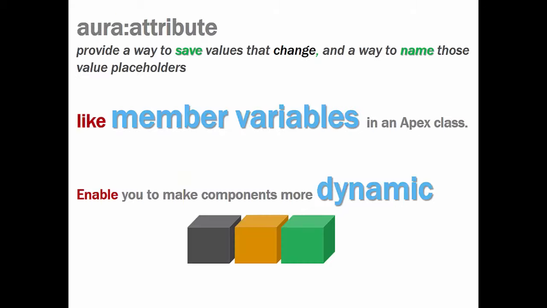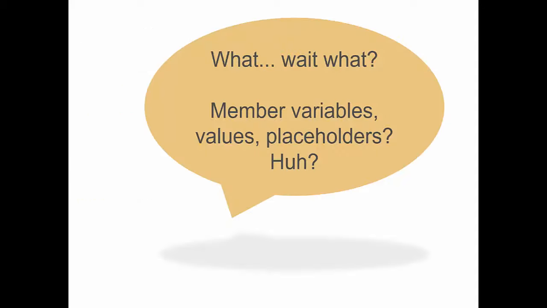So an Aura attribute specifically provides a way to save values that change and a way to name those value placeholders. They're like member variables in an Apex class that basically enable you to make components more dynamic. What? Wait, what? Member variables, values, placeholders, huh? Okay.